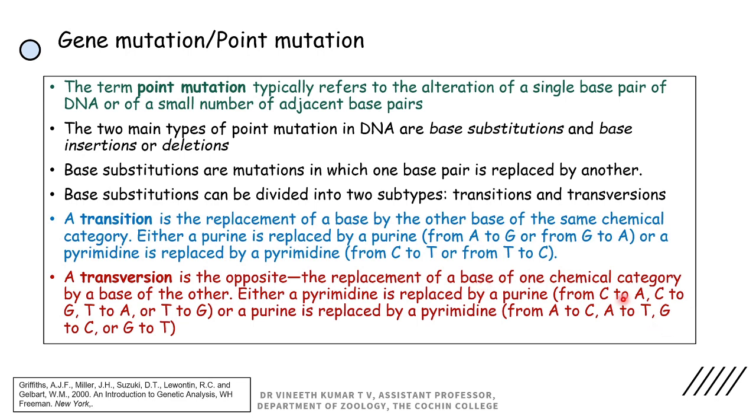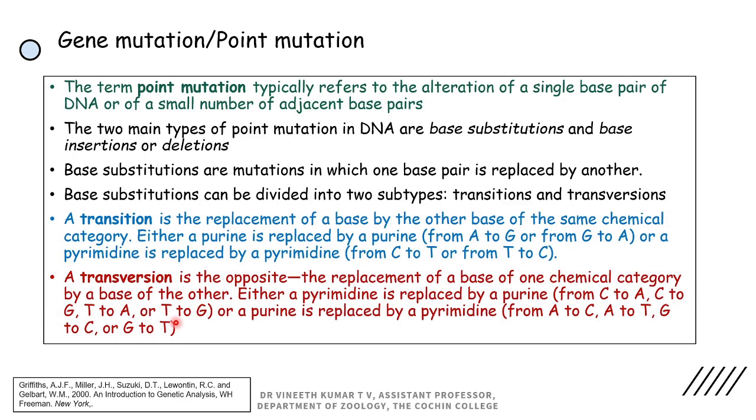So you can see here, when a cytosine is replaced by adenine, this is a pyrimidine and this is a purine. So this replacement is called a transversion, C to G, T to A, whatever it is. A pyrimidine is replaced by a purine, or a purine being replaced by a pyrimidine, because they are of opposite chemical nature. Such substitutions are referred to as transversions.